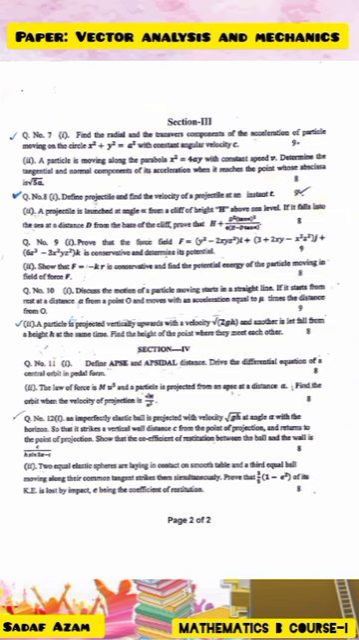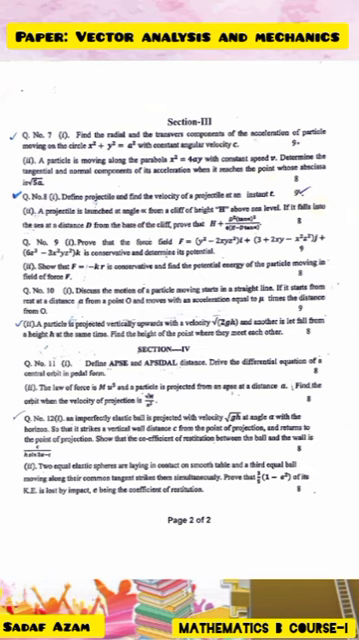Question number 8. 1. Define projectile and find the velocity of a projectile at an instant t. 2. A projectile is launched at angle alpha from a cliff of height H above sea level. If it falls into the sea at a distance d from the base of the cliff, prove that H is equal to (d tangent alpha) whole square over 4h minus d tangent alpha.